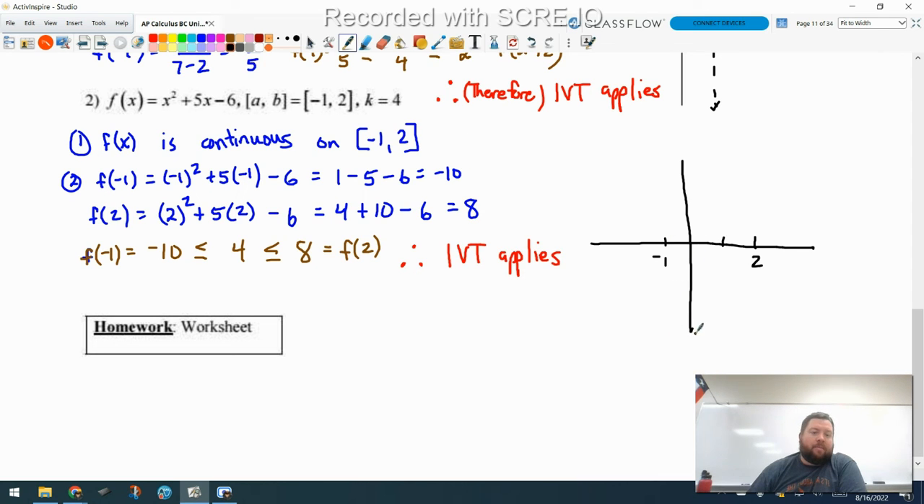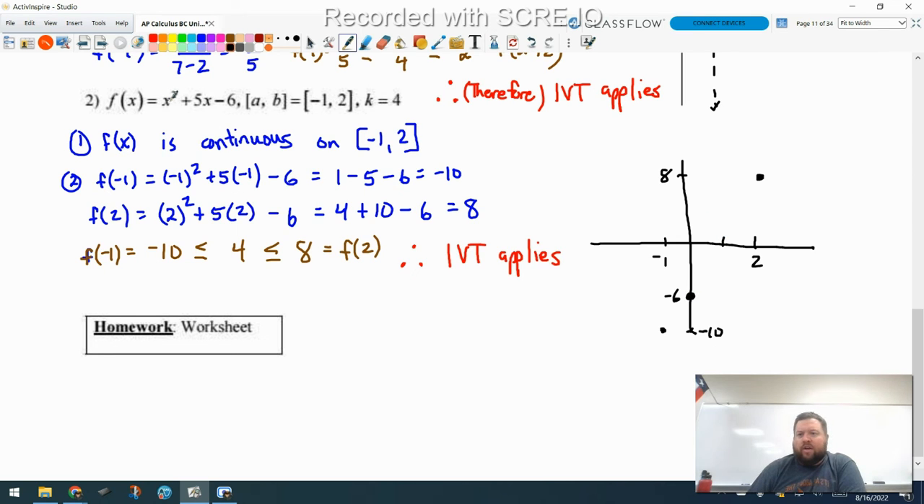I'm not going to make a bunch of tick marks. So I'm just going to say that's -10 right there. Positive 2, we got positive 8. So say that's right there. All right, then I'm going to plug in 0 and 1 just to get those 2 points in there. So if I plug in 0, I get negative 6. So we'll say that's about right there.